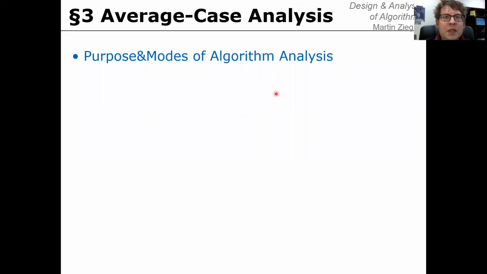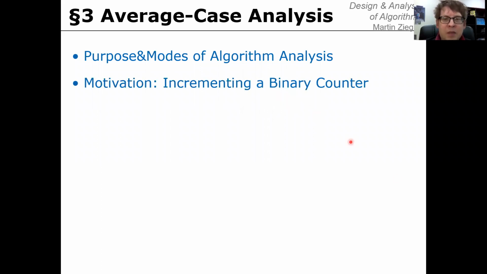Our focus being on the analysis. Today we're talking about Chapter 3, Average Case Analysis. So in Chapter 3, we will recall the purpose of algorithm analysis and modes of algorithm analysis. Let me share the slides. So purpose and modes of algorithm analysis.